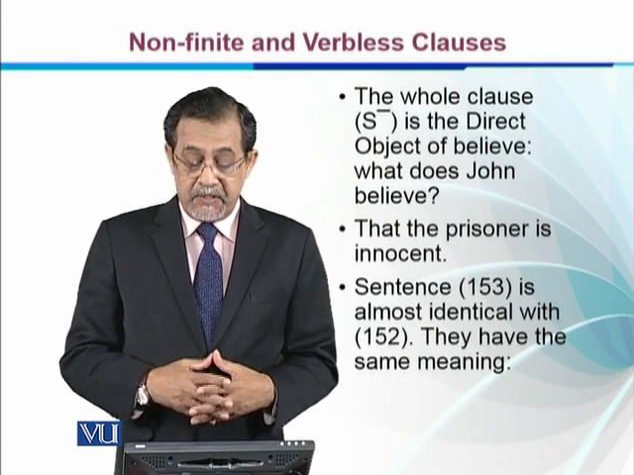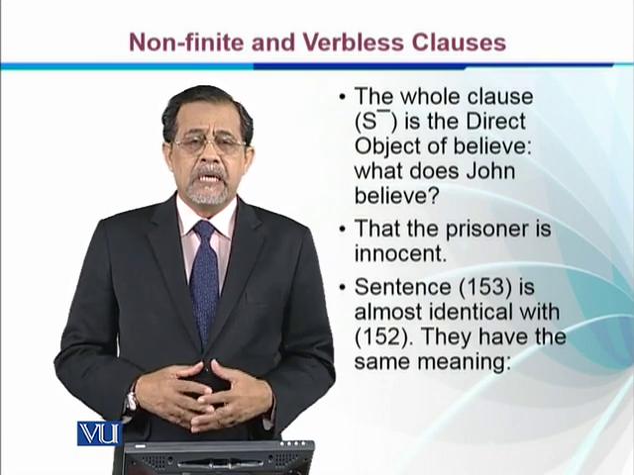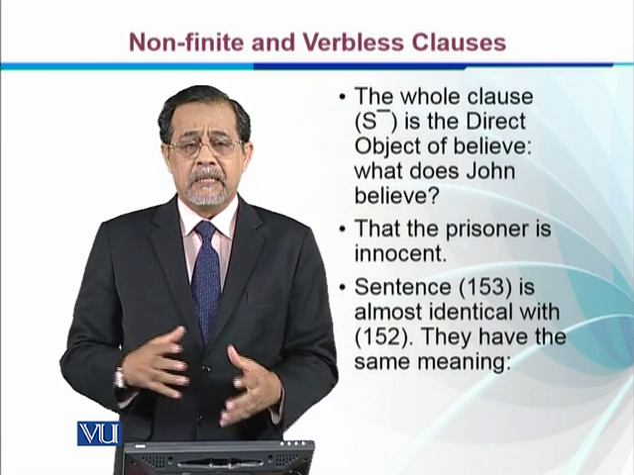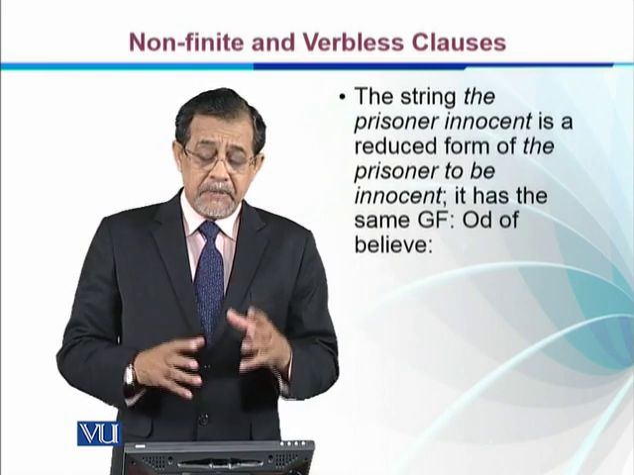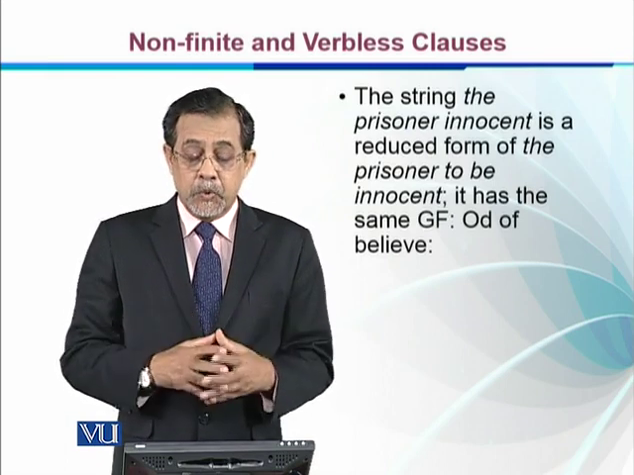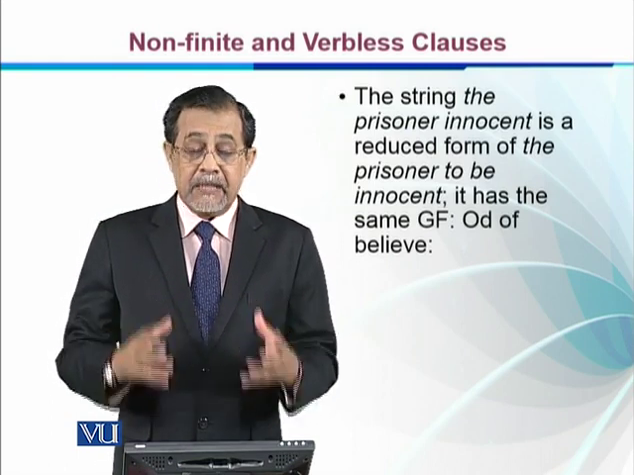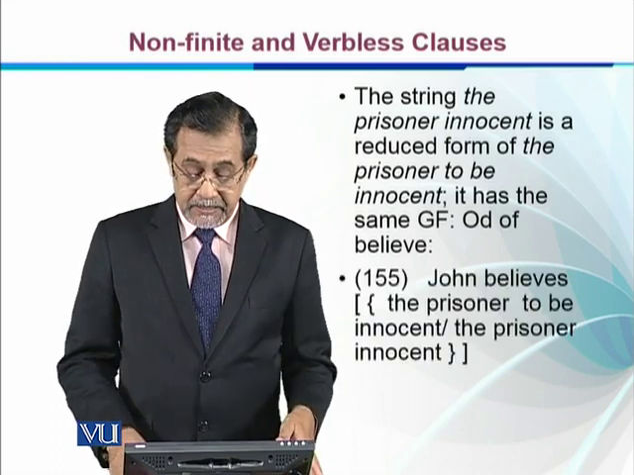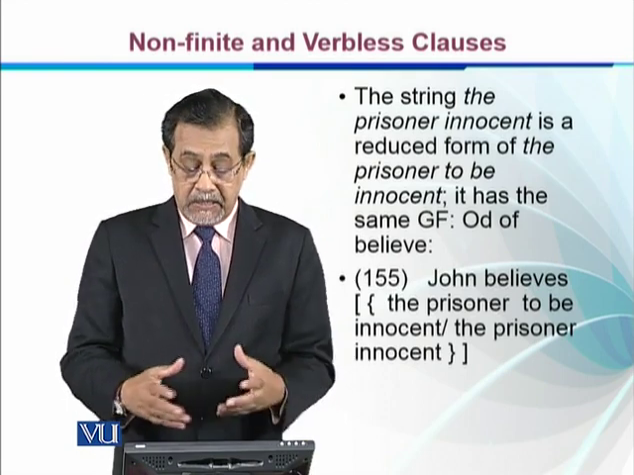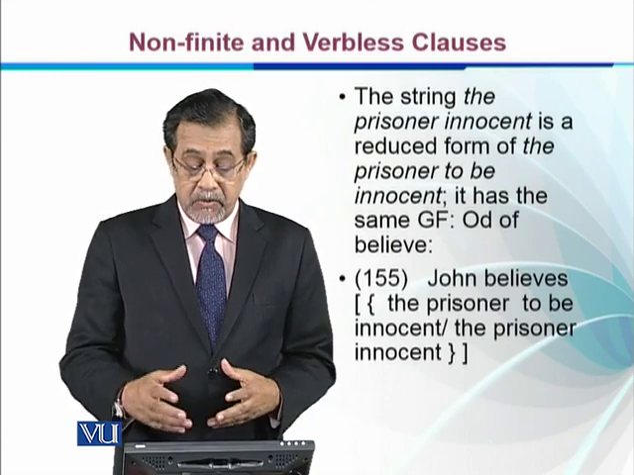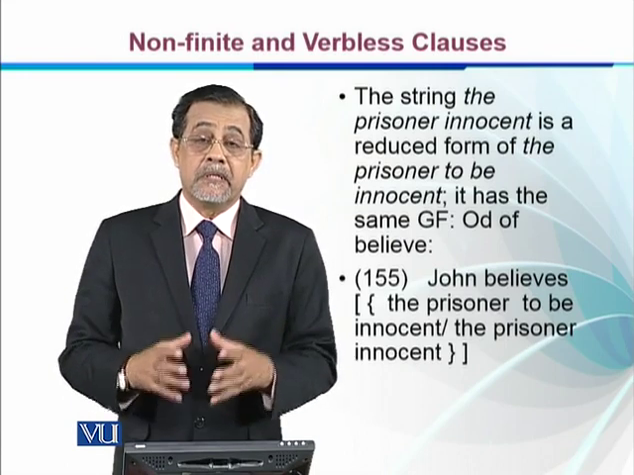Sentence 153 is almost identical with 152. They have almost the same meaning: the prisoner to be innocent and the prisoner innocent. However, the string the prisoner innocent is a reduced form of the prisoner to be innocent. It has the same grammatical function, that of direct object of the sentence. John believes the prisoner to be innocent. The prisoner innocent can be set in the bracket, so you can know that the grammatical function of the prisoner to be innocent and the prisoner innocent is the same.